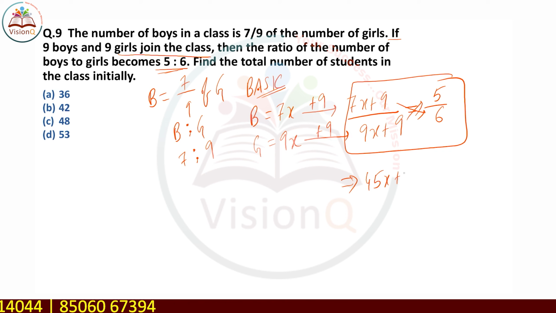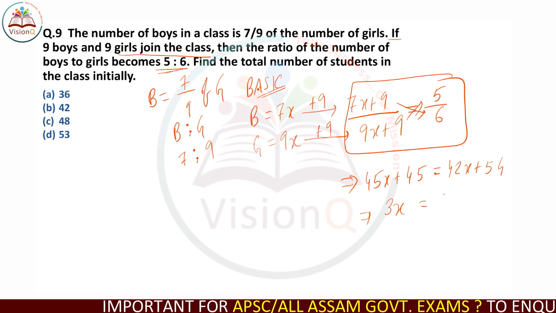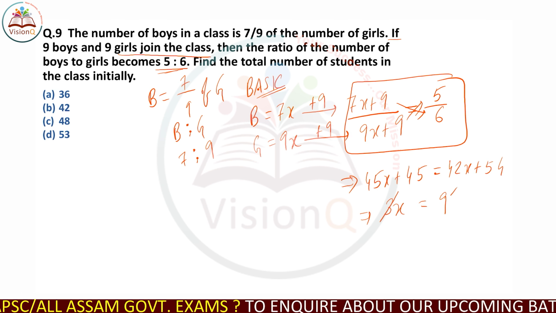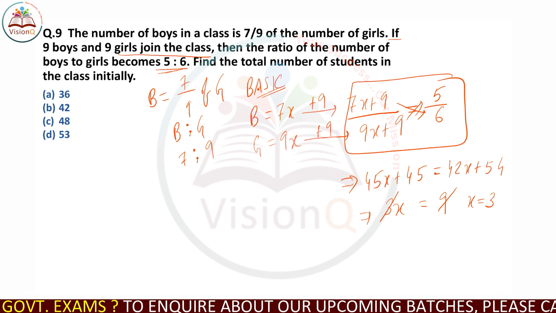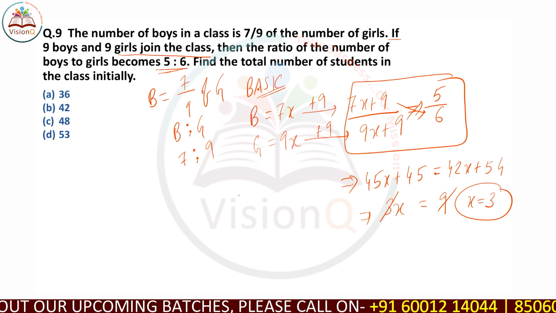45x plus 45 will be equal to 42x plus 54. So 45x minus 42x is thrice x. 54 minus 45 is 9. So if thrice x is 9, x will be equal to how much? 3. If x is 3, I can find out the number of boys, which was how much?